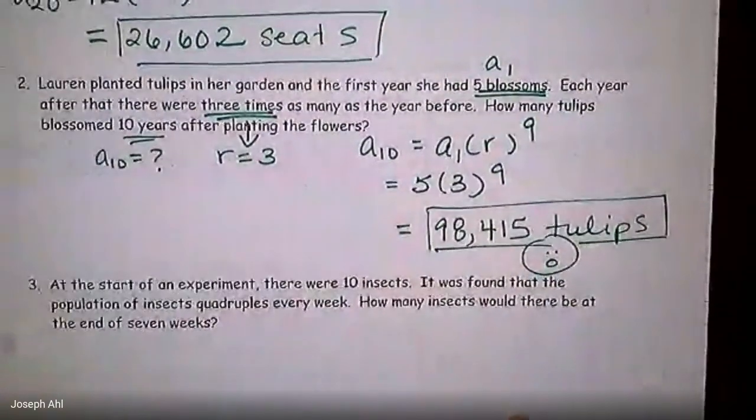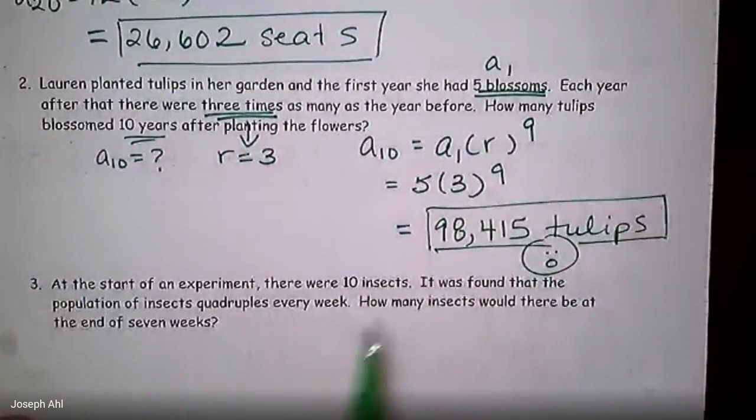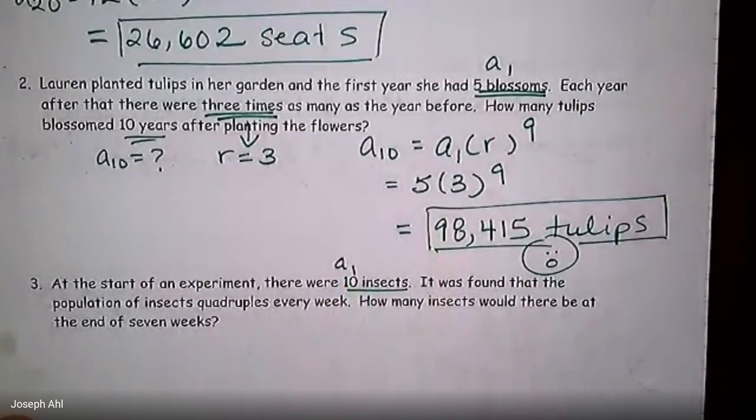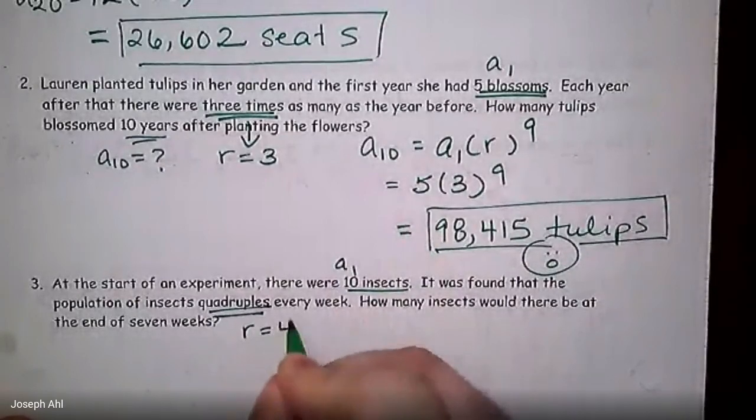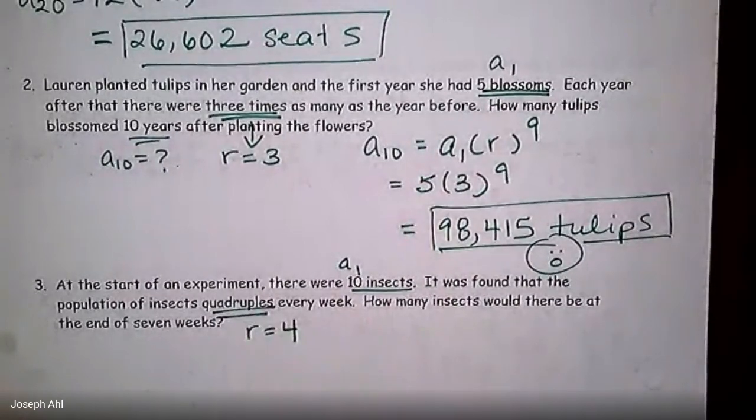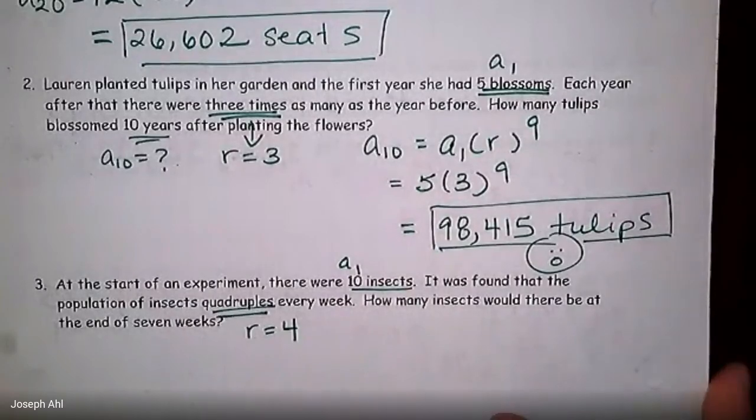Okay. I'm going to skip the next one, but it says at the start of an experiment, there were 10 insects. That's your A1. Hopefully you guys would remember that quadrupling means that the R value is 4. So you can try that on your own, check with the website. It's a really similar question to the last two that we've done.